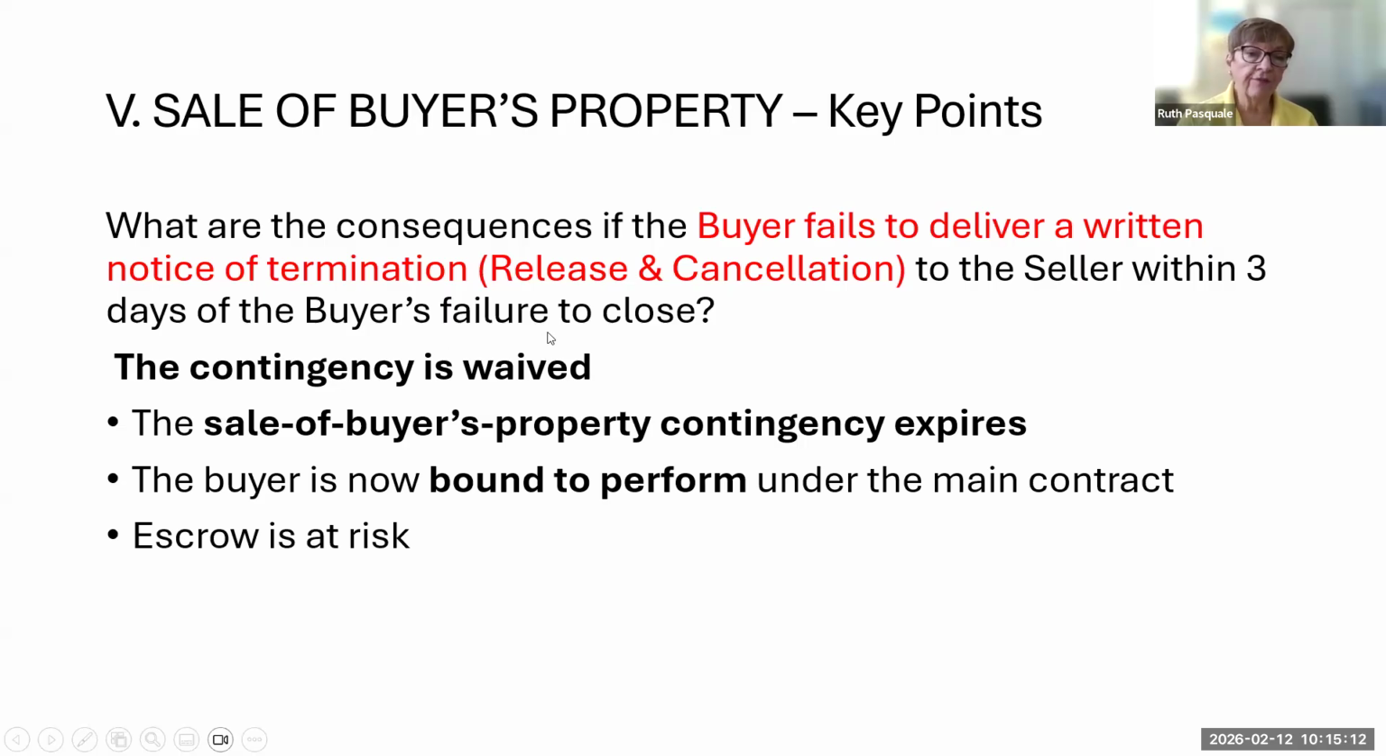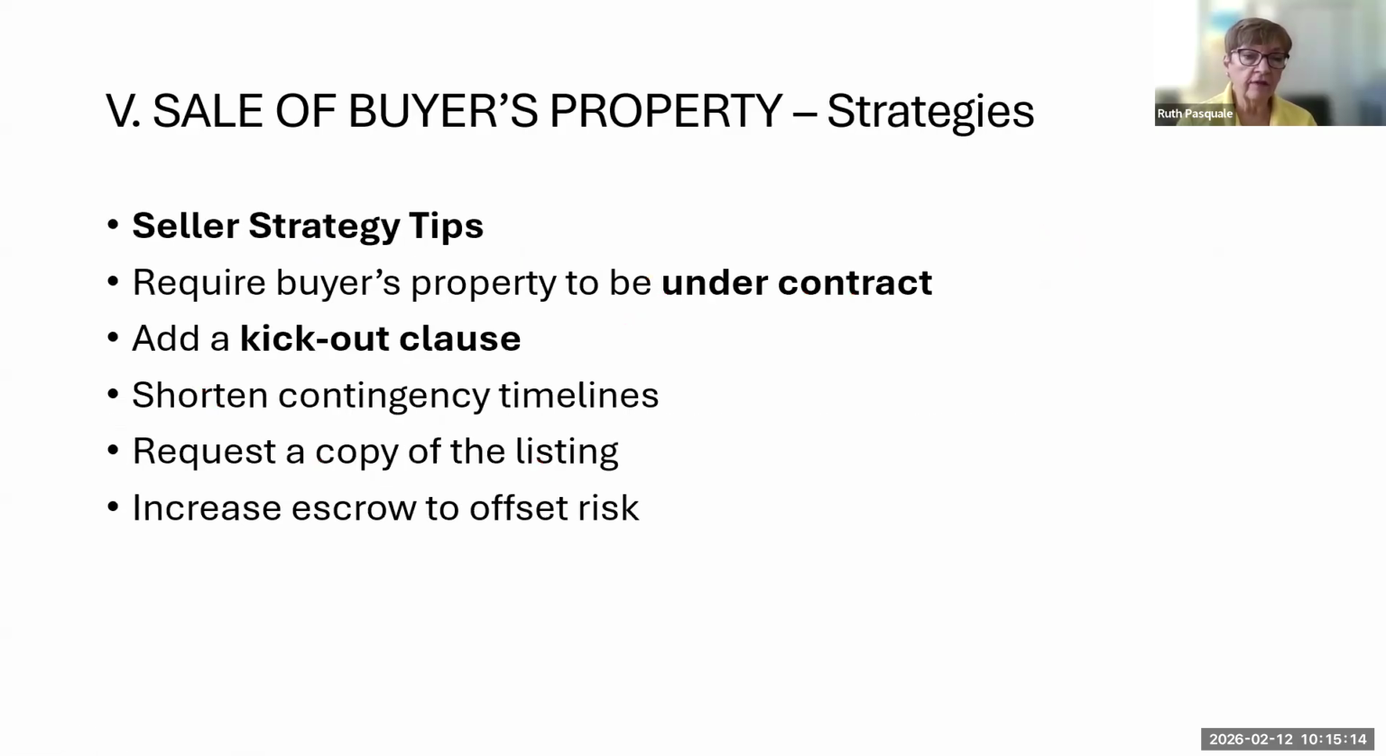Okay. So the seller, what is the strategy for the seller here? They should require that the buyer's property is under contract. But again, if it's listed and you look at the market and you see what days on market are in that area and you feel confident it will go under contract, maybe they will accept an offer where it's listed. But at minimum, it should be listed. We're going to add the kickout clause, which Lauren just mentioned. We're going to talk about that.